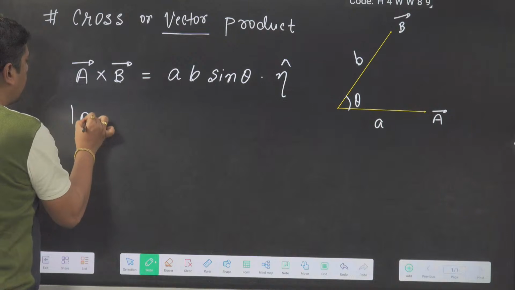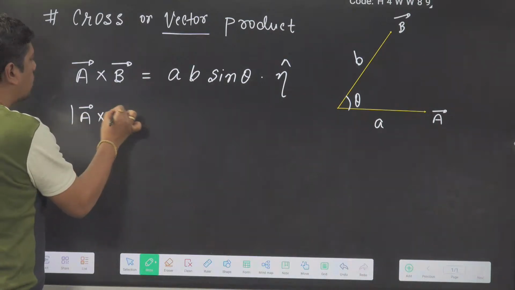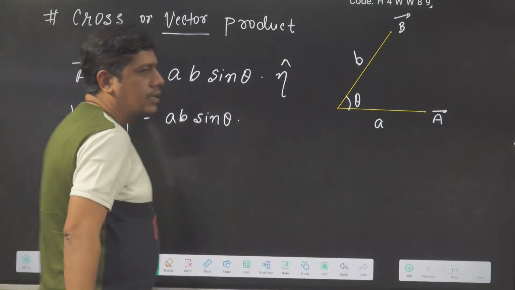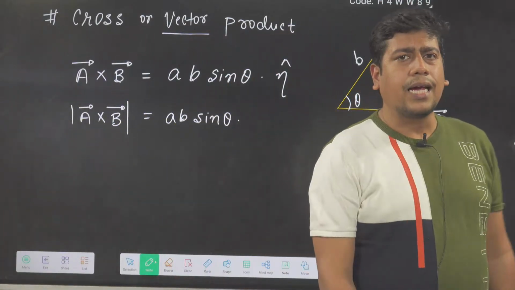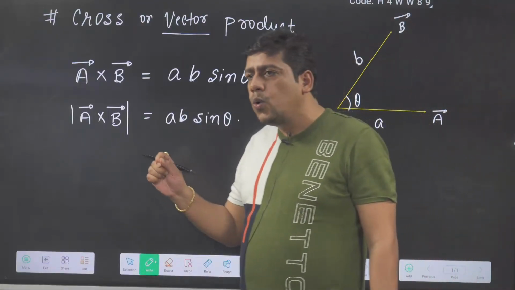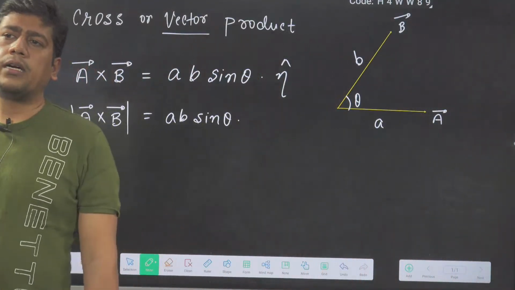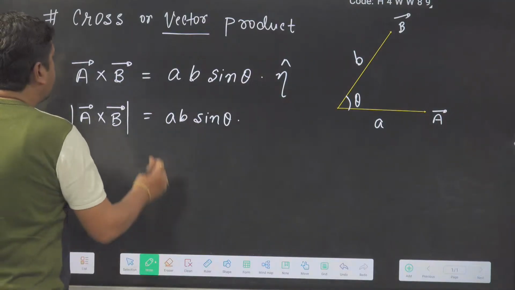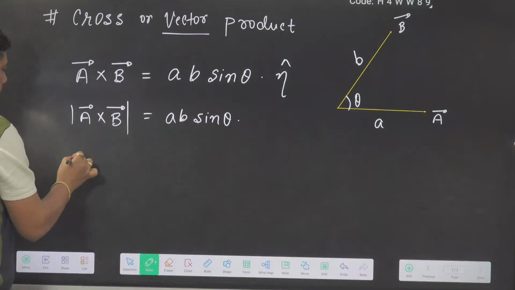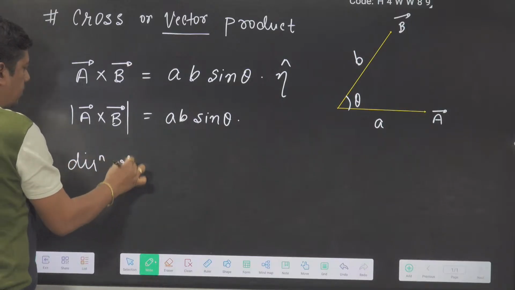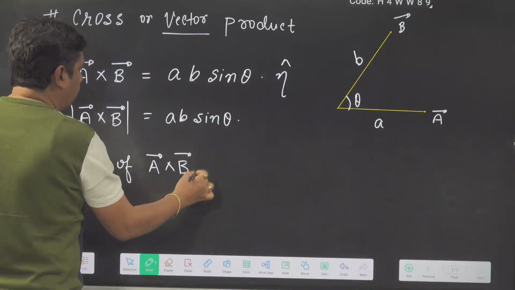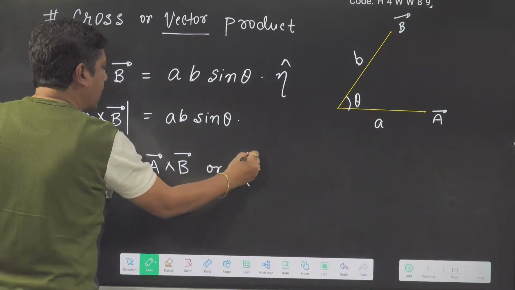So if someone asks you what is the magnitude of A cross B, then I don't have any problem. I can write AB sin theta. Only the magnitude is AB sin theta. But A cross B, if you want to write, then you have to write AB sin theta into a unit vector, eta cap. Okay? That means the direction of A cross B will be along eta cap. So what is the direction of A cross B? The direction of A cross B is eta cap.